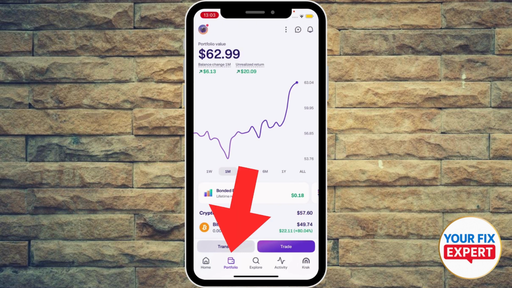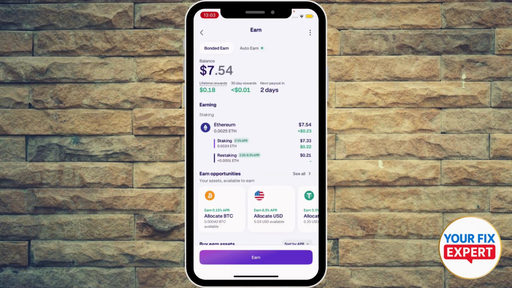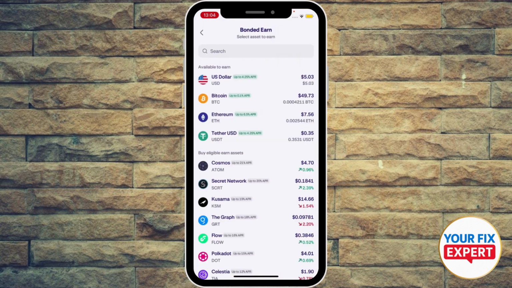So open up your Kraken wallet and click the portfolio at the bottom left, okay? And under the portfolio value, you're gonna see bonded earn or auto earn, right? So based on what you want, if you want a bonded earn, you could just go ahead and hit the bonded earn right here, and you can stake one of the famous cryptos out there, like Bitcoin, Ethereum in most cases. So what you're gonna do, you're gonna just go ahead and hit earn, right?